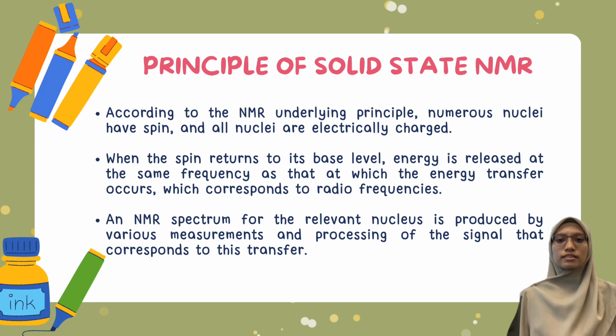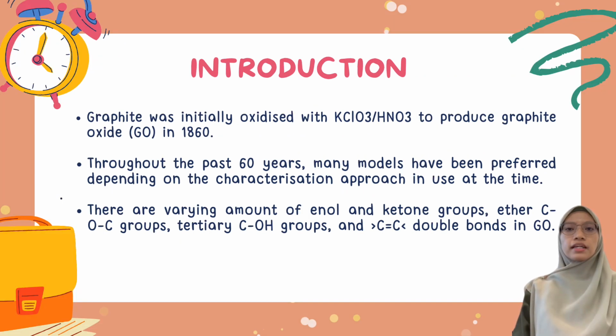Graphite oxide was first prepared in 1860 by oxidizing graphite with potassium chlorate or nitric acid. The various structural models of graphite oxide that have been proposed differ in the nature of the oxygen-containing functional groups. Different models were proposed over the last 60 years, depending on the characterization technique prevalent at the time. It is known that graphite oxide preserves the layer structure of graphite, but the conjugated bond structure is lost.